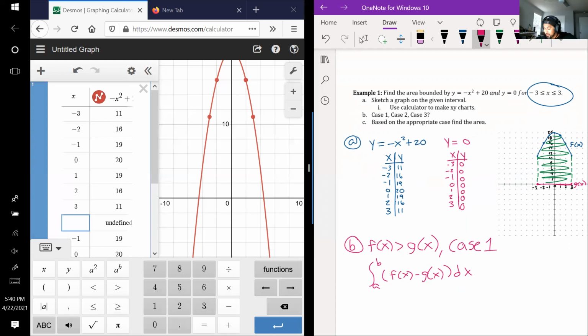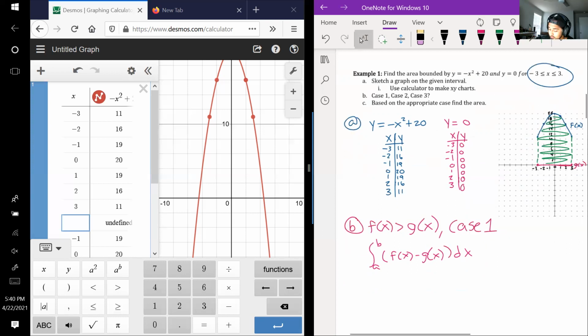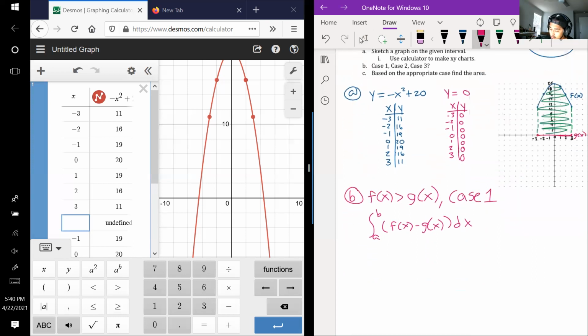So step B is all about finding the case, which means we will move on to step C, and we find the area by setting up our integrals. So C, it's going to be the integral on the interval -3 to 3 of f of x, which is going to be -x squared plus 20 minus g of x, which is just 0.